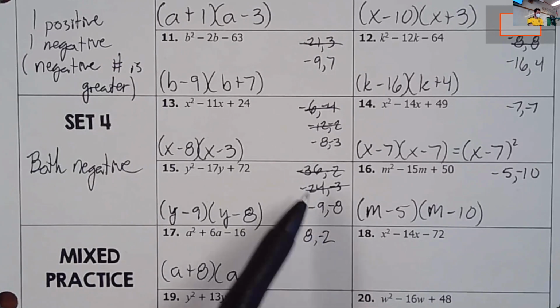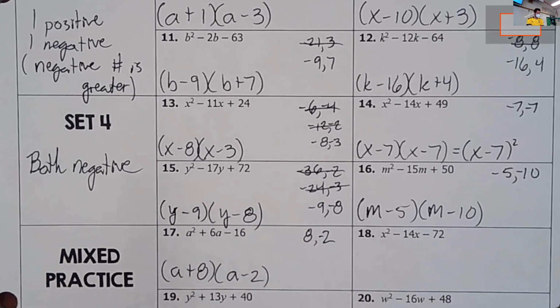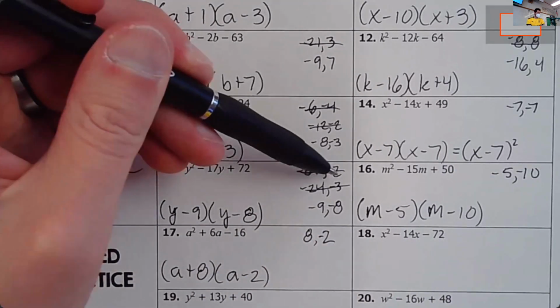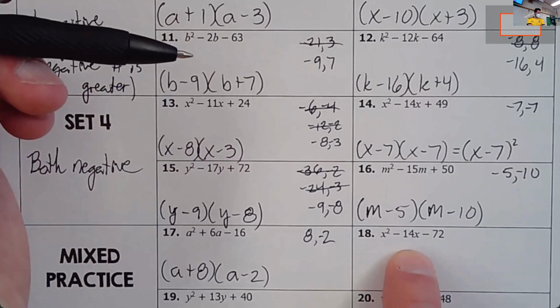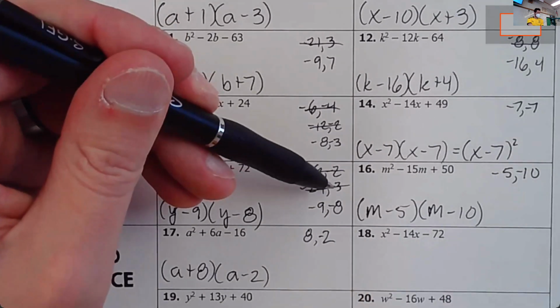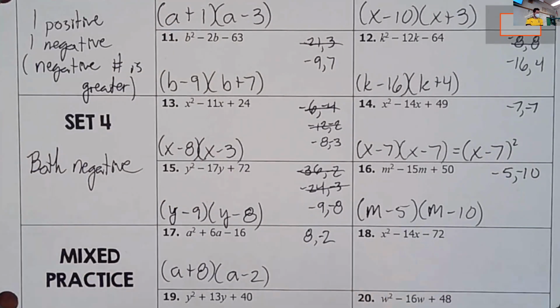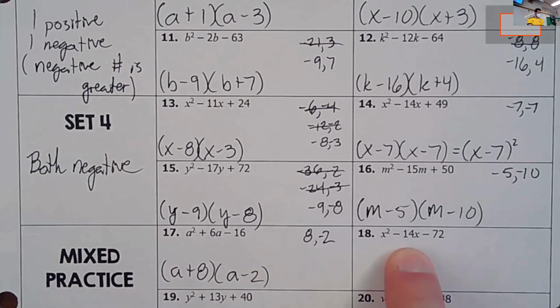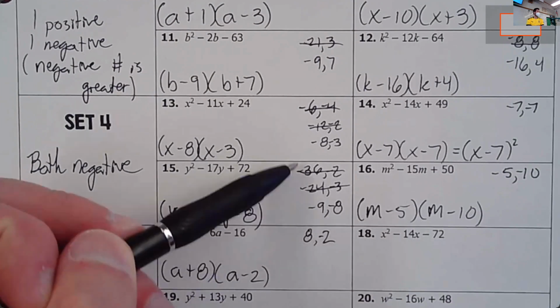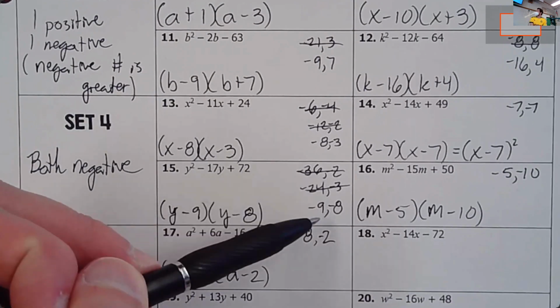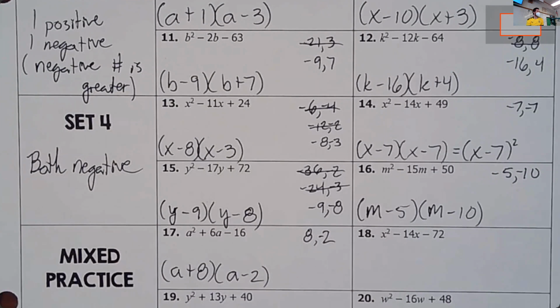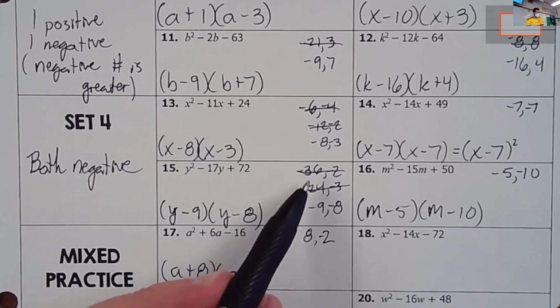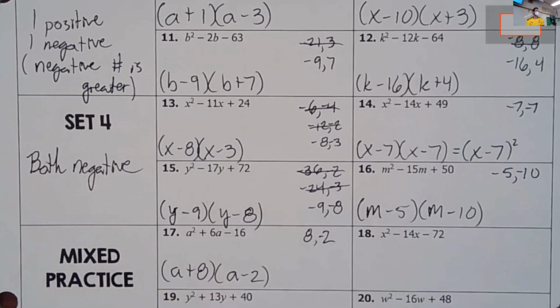So if we think about those real quick, if the larger one is negative, negative 36 plus 2 would be negative 34, which doesn't work. Negative 24 plus 3 would be negative 21, which doesn't work. The larger one's negative. Negative 9 plus 8 would be negative 1, which doesn't work. So it's none of these three that we checked earlier. So what other factors are there of 72?